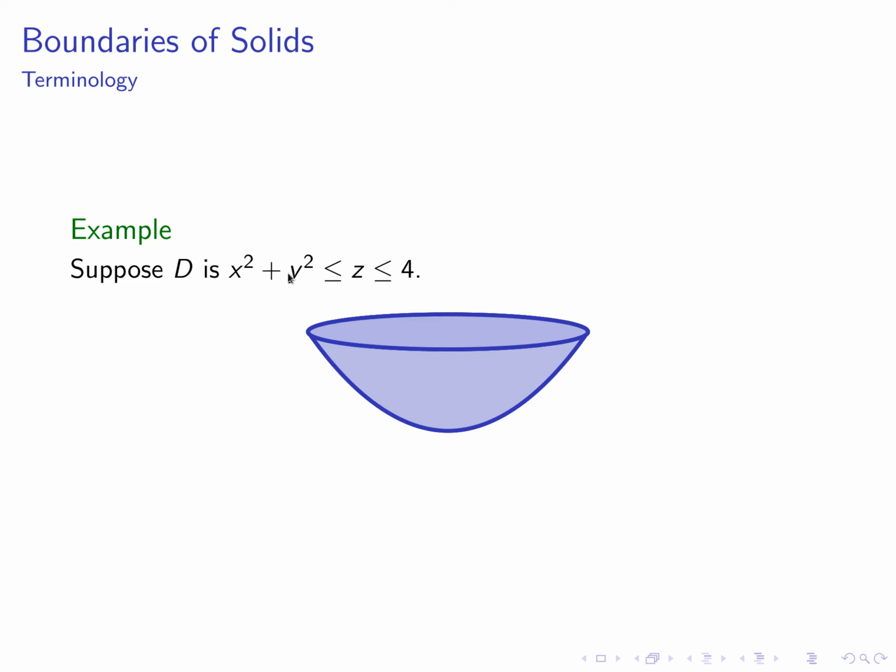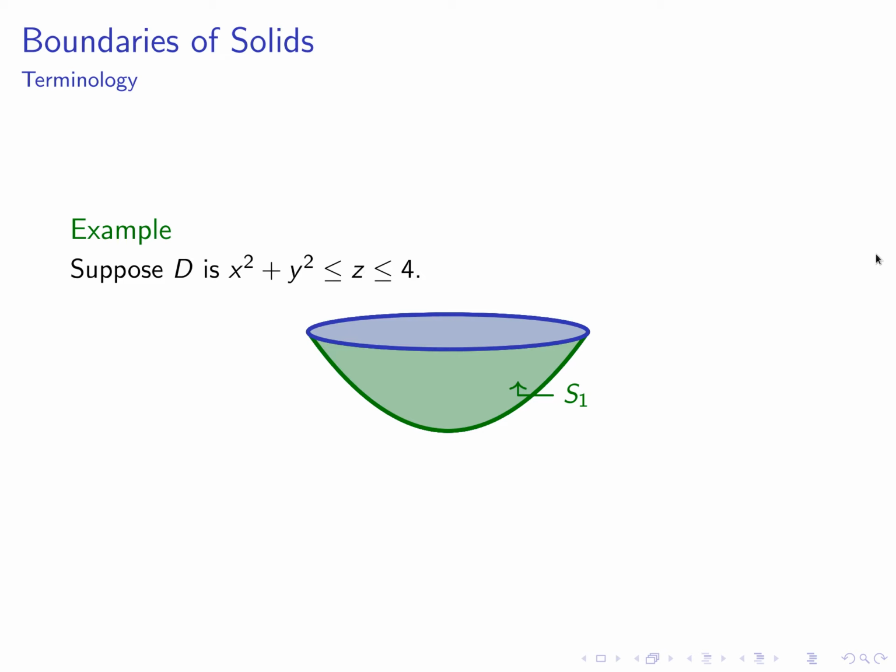If we were to look at the 2 extremes of these inequalities, the first one would be x squared plus y squared equals z, which is the standard paraboloid. On the other hand, if we didn't have an upper bound for z here, the paraboloid would extend forever. So the inequality z is less than or equal to 4 tells us where the paraboloid ends. So what we're looking at is everything on and inside the paraboloid that's below z equals 4.